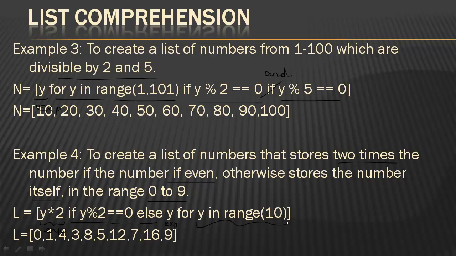Okay, you can check on it. Suppose your y is 0. 0 modulus 2 is 0, so you multiplied 0 with 2, which is 0. When it's 1, 1 modulus 2 is not 0, so it goes to the else part and stores 1. So can you see, when it's 2, all even numbers are getting multiplied by 2. The other numbers are left as they are.